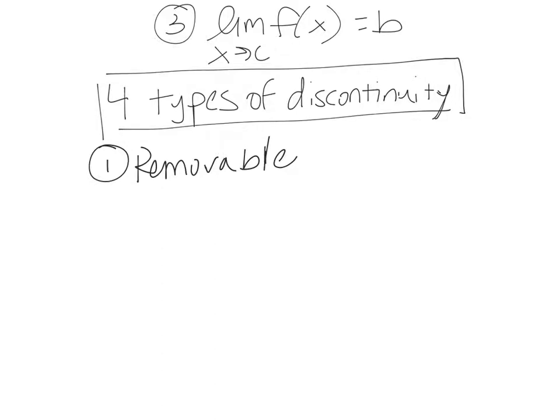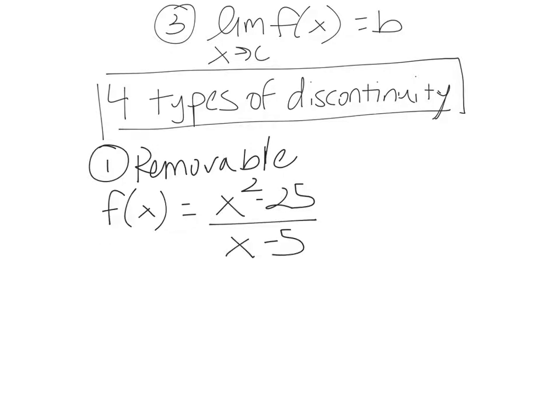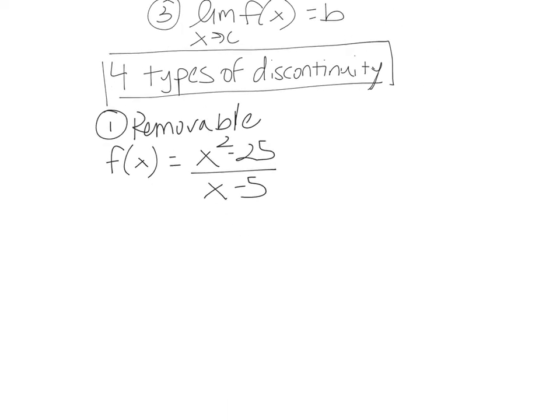So for example, something like this. F of x equals x squared minus 25 over x minus 5. Okay. Now when you look at that, it looks like there's going to be a vertical asymptote there. That's what everyone thinks, right? Except once you take this and factor the numerator.